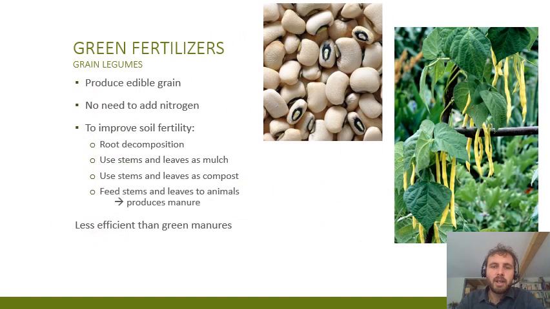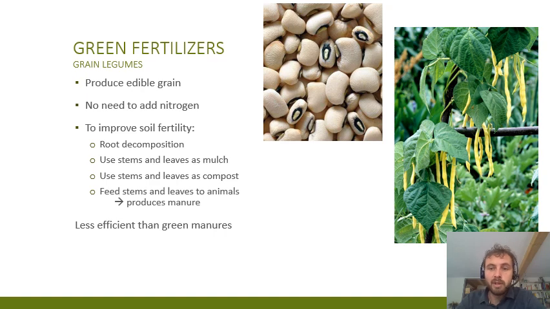As I said before, there are 4 types of green manure that we'll talk about today. First, you have the grain legumes. These are actually just crops that are legumes. They will produce grain that you can eat or sell, and so they are not technically green manure, but they will still contribute to fertilizing your soil.